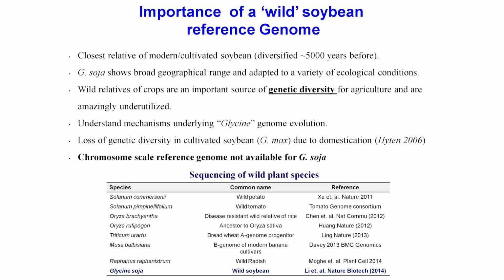So in summary, a modern cultivated soybean diversified from about 5,000 years back, and G. soja is from a broad geographical range, so we can have much genetic diversity. It's the same approach people took in other crops also, like Solanum and other important crops.